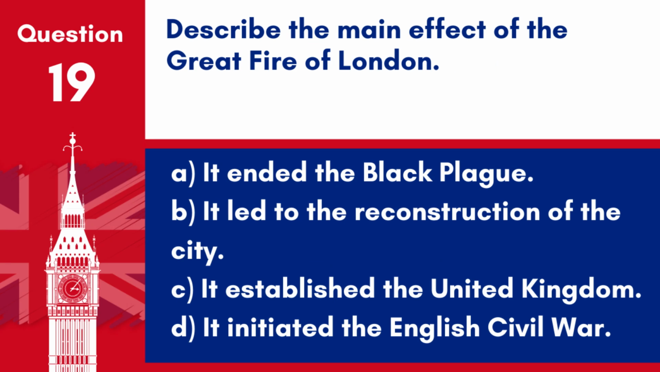Question 19. Describe the main effect of the Great Fire of London. A. It ended the Black Plague. B. It led to the reconstruction of the city. C. It established the United Kingdom. D. It initiated the English Civil War. Answer: B. It led to the reconstruction of the city. The main effect of the Great Fire of London was that it led to the reconstruction of the city.